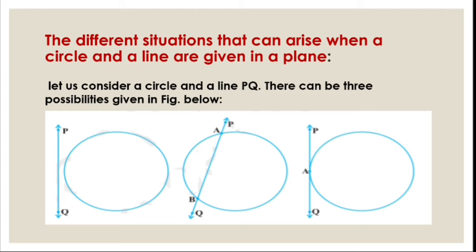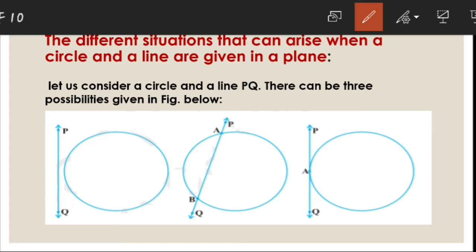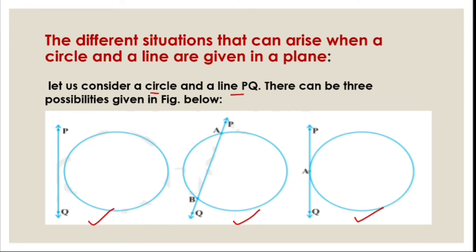Now we will discuss the different situations that can arise when a circle and a line are given in a plane. Look here, there are three diagrams given. This is case 1, case 2 and case 3. So let us consider a circle and a line PQ. There can be three possibilities.